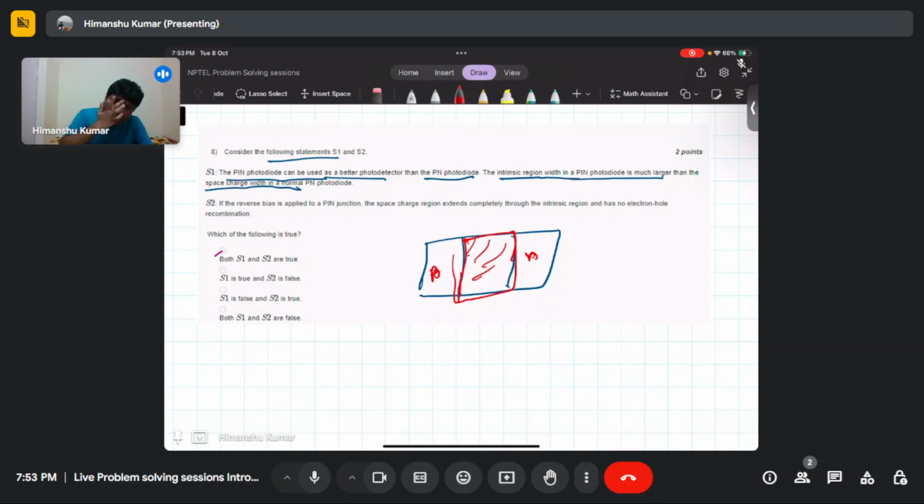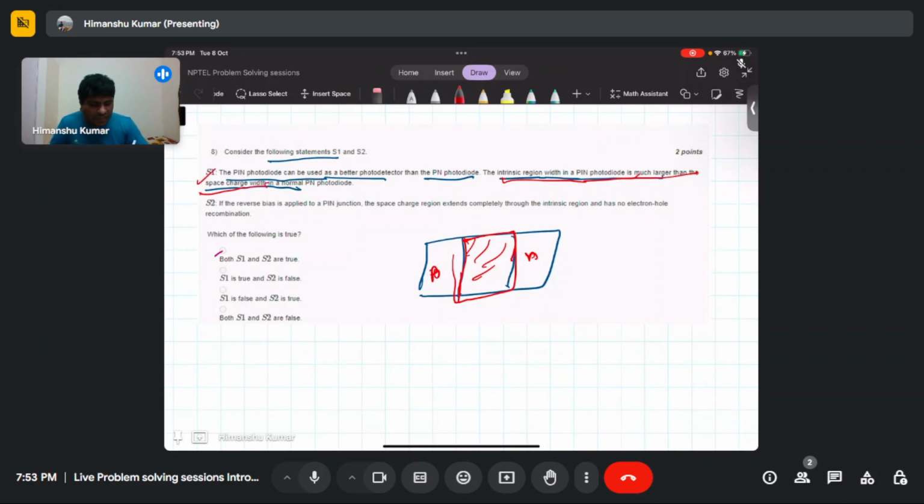On that, like a normal PN junction, that is a function of the reverse bias voltage you are applying. But in this kind of PIN diode, that is independent of reverse bias voltage. And so the PIN photodiode can be used as a better photodetector than the PN photodiode. And the intrinsic region of the PIN diode is much larger than the space charge region. So this is the correct option.